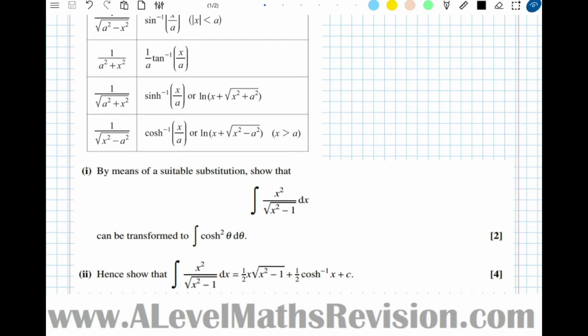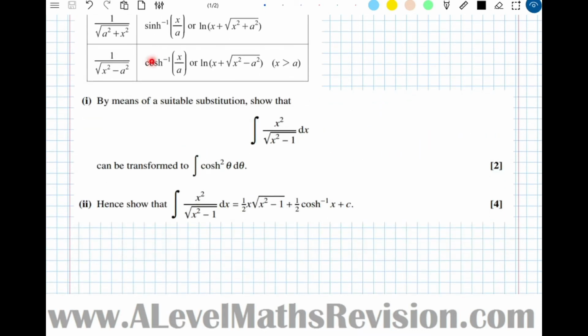So this particular one here best matches the situation, because we've got a square root on the bottom, x squared minus a number, x squared minus a number. So that's the one that we're going to use. So I can see that the answer is r cosh.